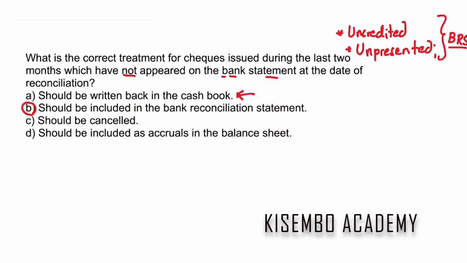What do we put in the cash book? In the cash book, we include items that appear in the bank statement but were not included in the cash book. Those are the ones we put in the cash book. That's one. And then two, errors in the cash book are also corrected in the adjusted cash book. Yeah, that's what we do in the cash book. So the answer here is B.